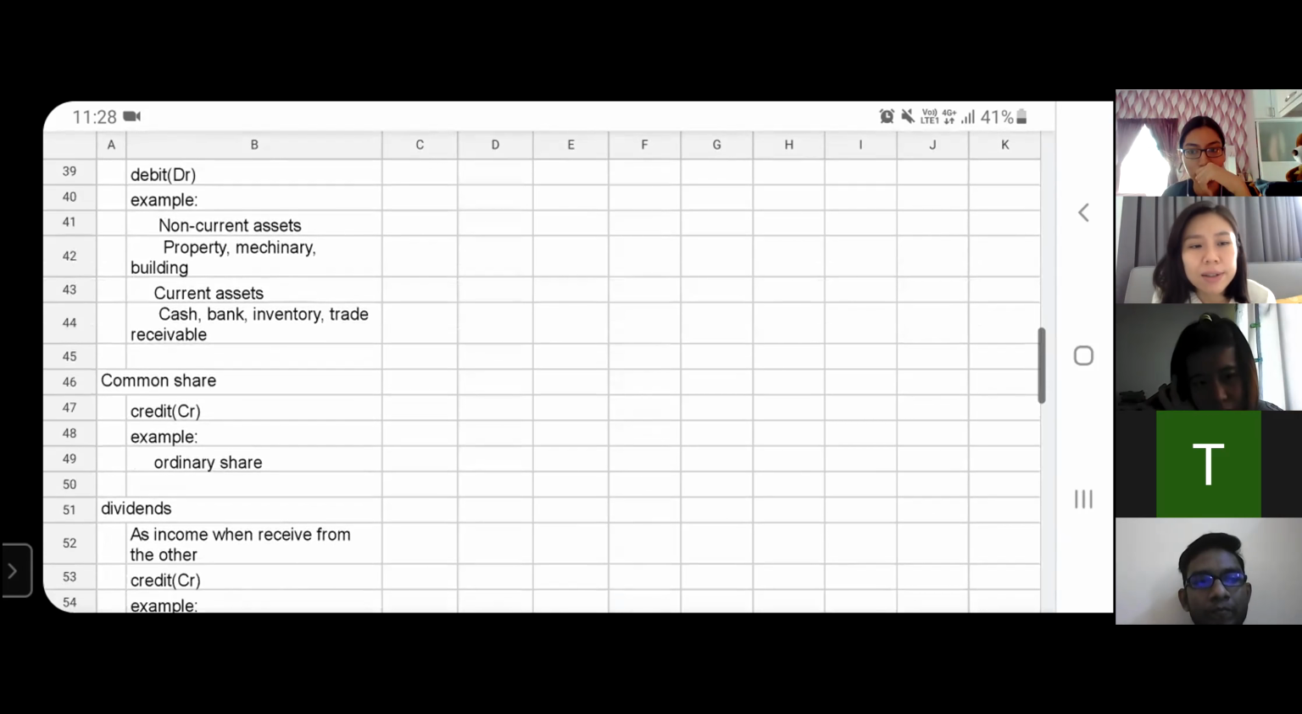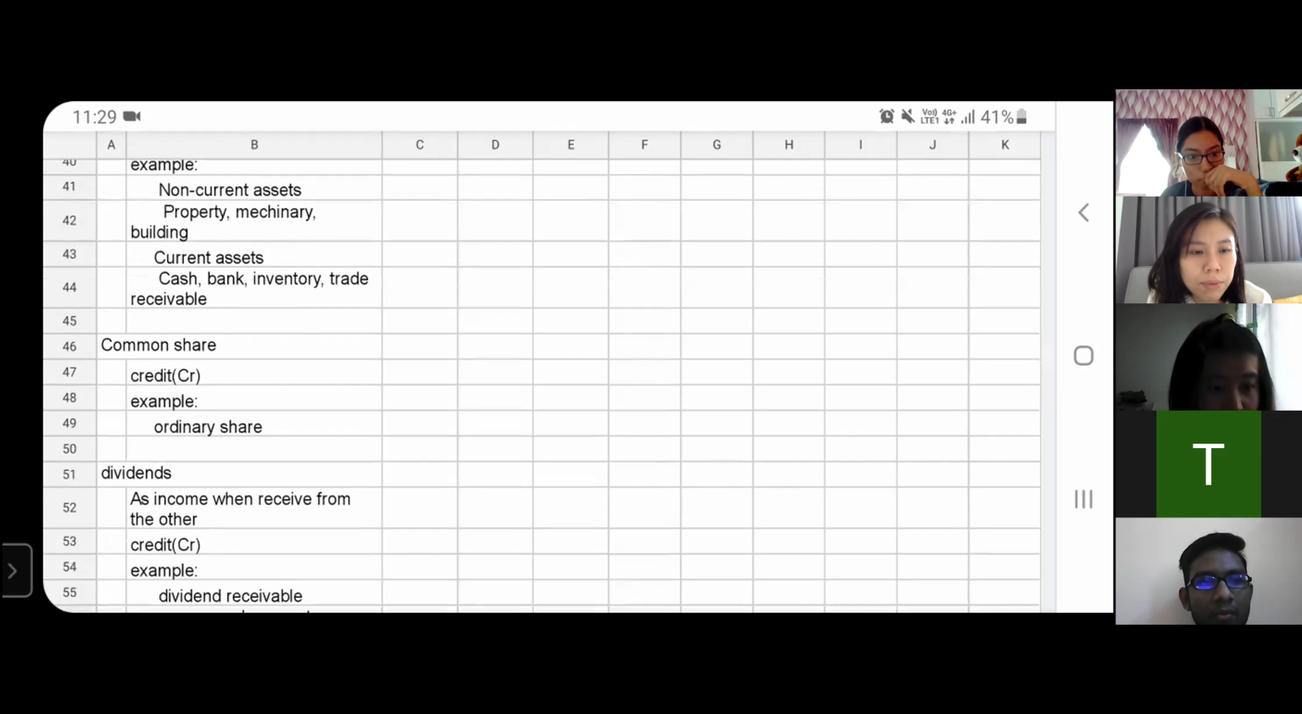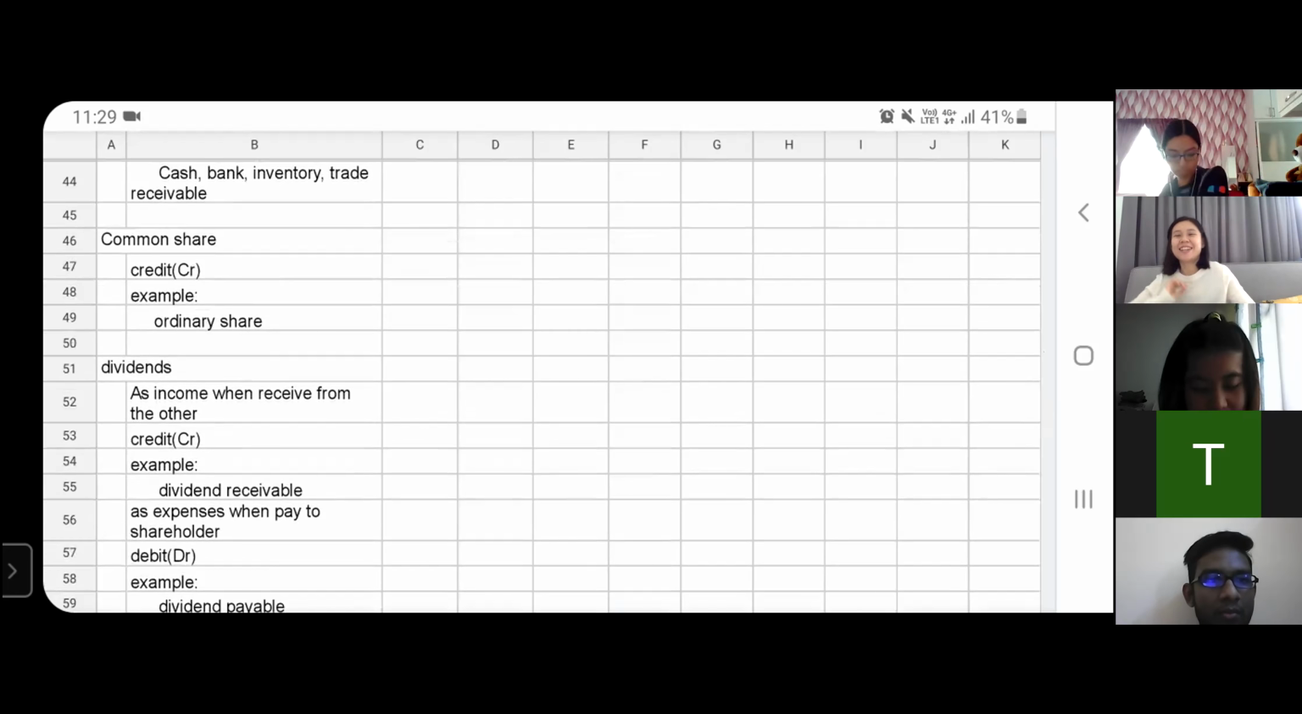Yes, then after that, the common share. The normal balance of the common share is the credit side, and the common share will appear on the balance sheet. The example I choose is the ordinary share, because example. After that, the dividends.